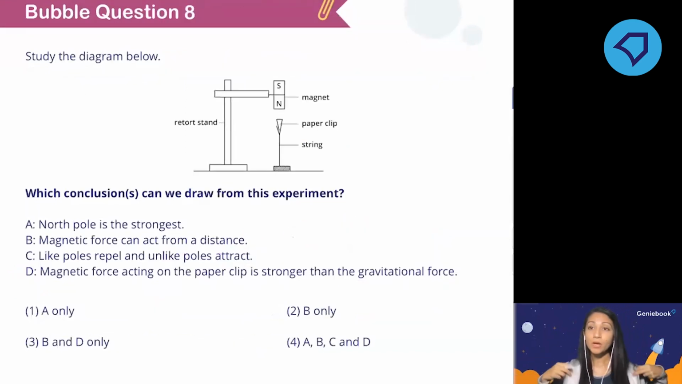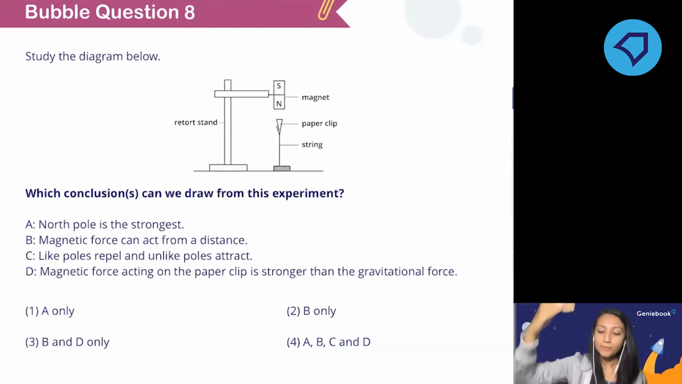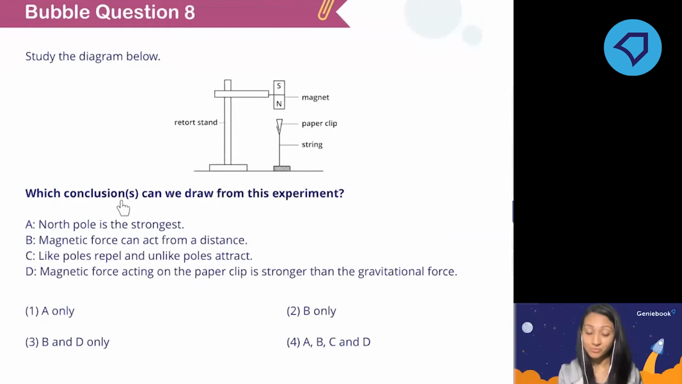Question number 8. Study the diagram below. Oh wow, this is the opposite way. Now instead of things hanging from the ceiling, we are looking at things from the ground. So you put the magnet at the top, and you put a paper clip somewhere near the magnet, and the clip is being held onto the ground by a string. So which conclusion or conclusions, more than one, can we draw from this experiment?